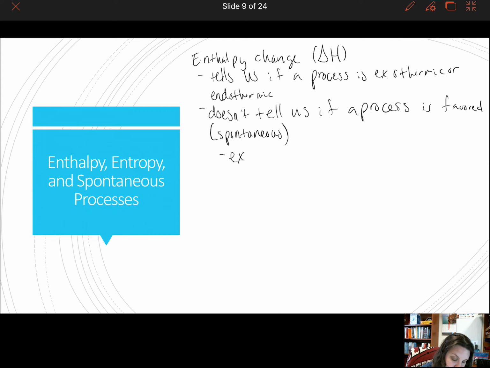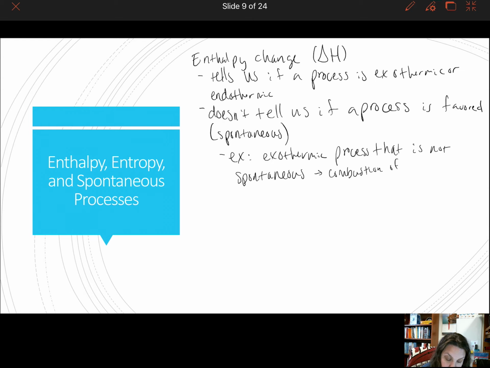So, an example of an exothermic process that is not spontaneous would be the combustion of methane. Okay, so combustion of methane would be an example where we do not have a spontaneous process.